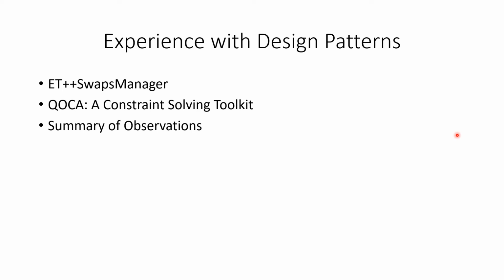Next one, QOCA, a constraint solving toolkit. It is an object-oriented toolkit developed at the IBM Research Center with an architecture designed for flexibility. It means it will fix problems automatically by an object-oriented design, implemented with other patterns like algorithms. And next one, summary and observations.